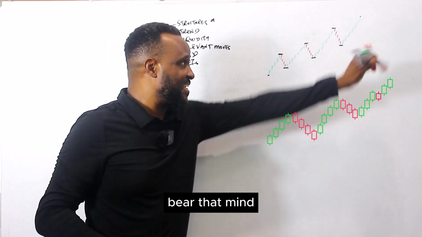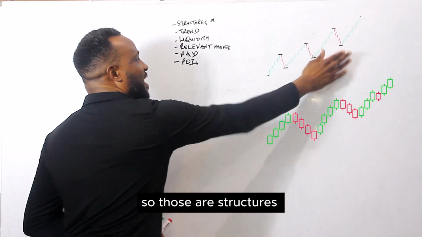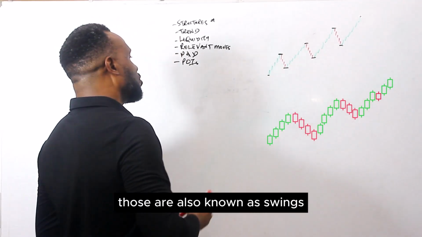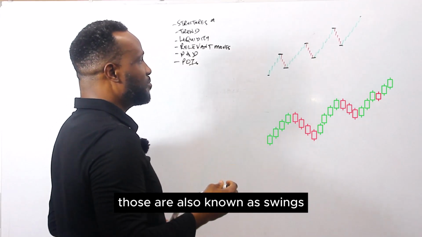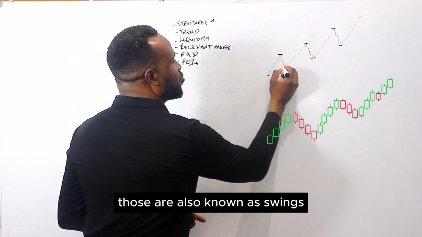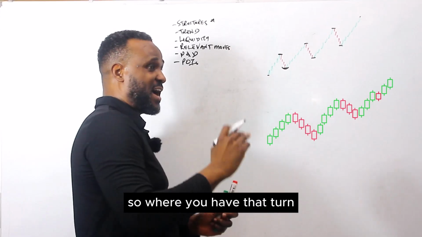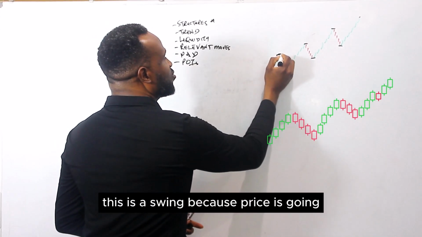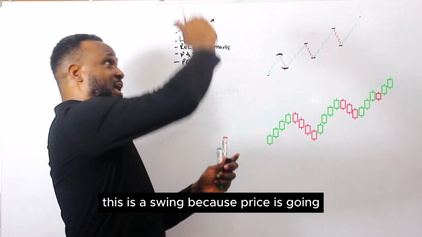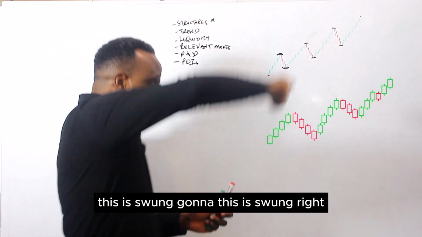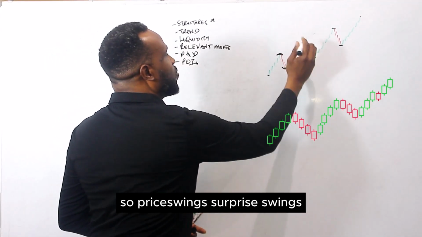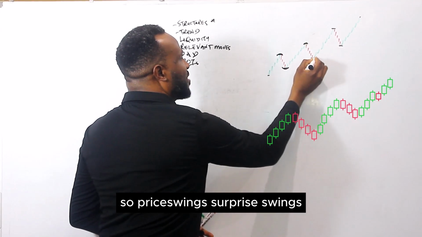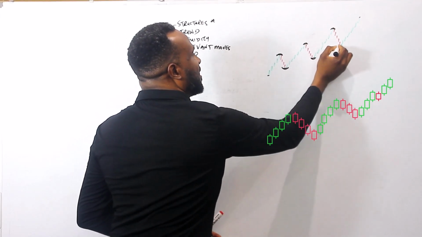So bear that in mind. Those are structures, right? Those are also known as swings. So where you have that turn, this is a swing because price is going like this, it swung. Going like this, it swung, right? So those are swings. So price swings, right?